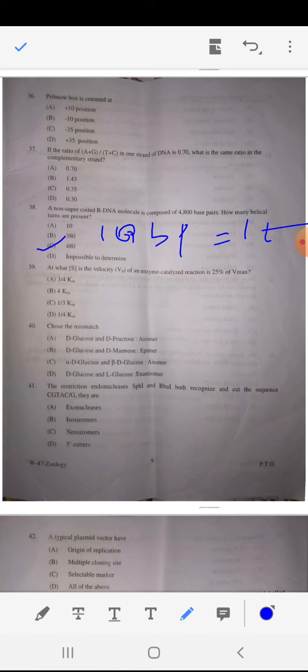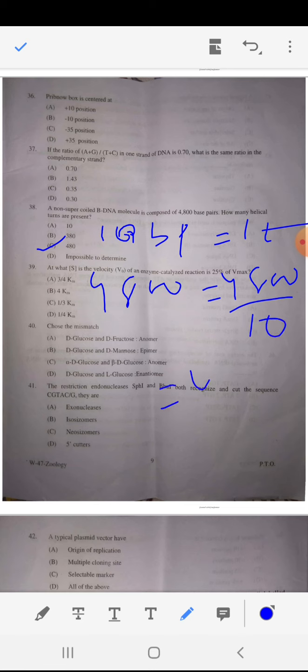The question asks 4800 base pairs are present in how many turns? Then we can divide 4800 by 10 and get the answer 480, which is the correct answer. That means 4800 base pairs are present in 480 helical turns.